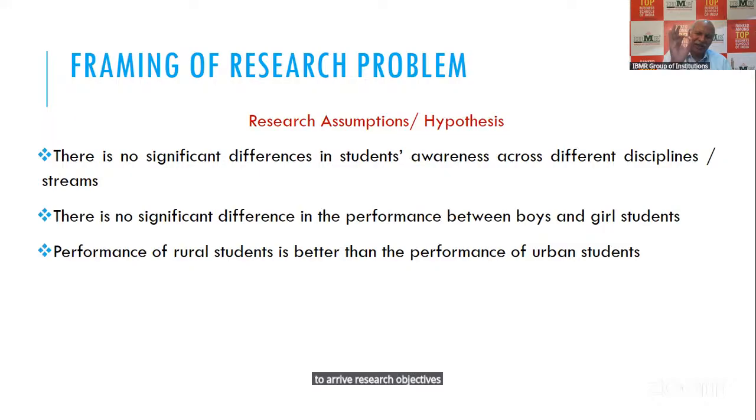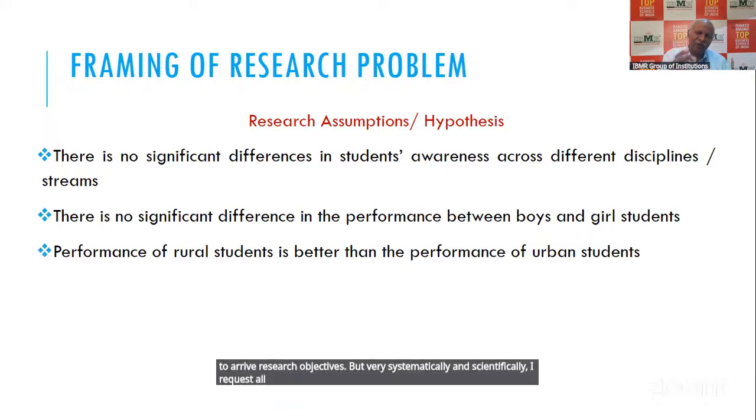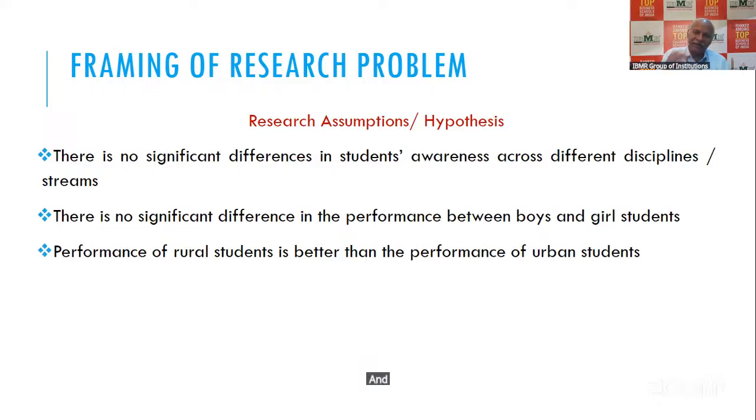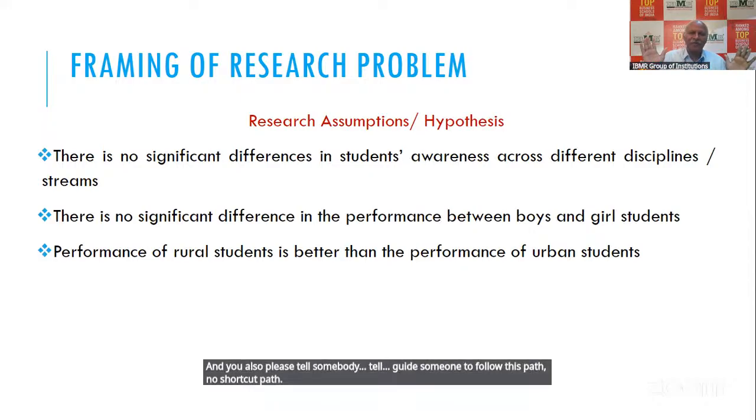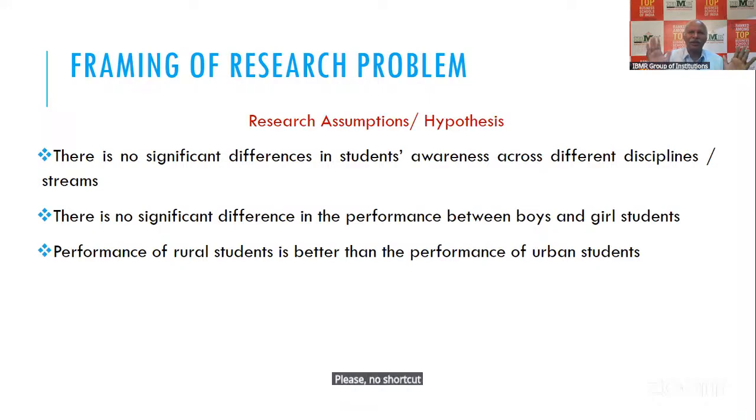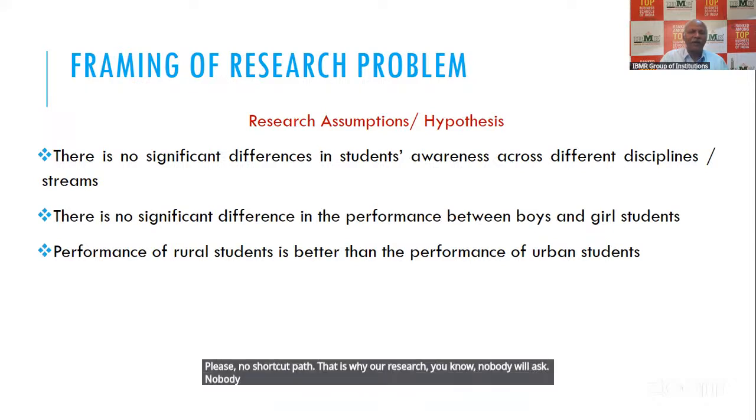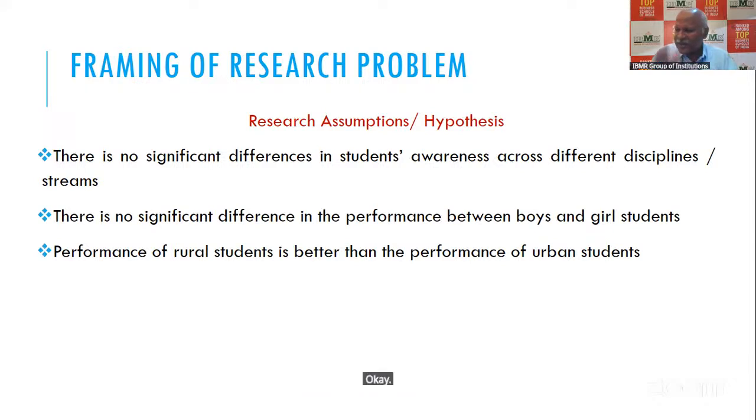But very systematically and scientifically, I request all research scholars taking part in this FDP, please follow this path. And you also please guide someone to follow this path. No shortcut path. Please, no shortcut path. That is why for our research, nobody is asking. Okay, now research assumptions, what are they?